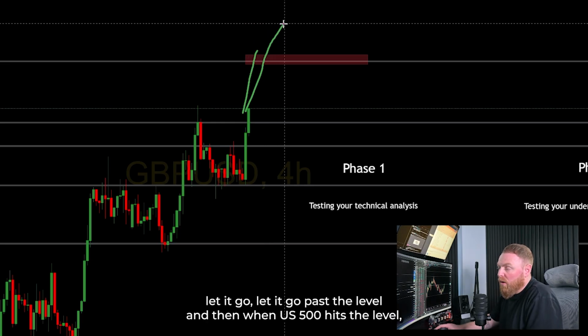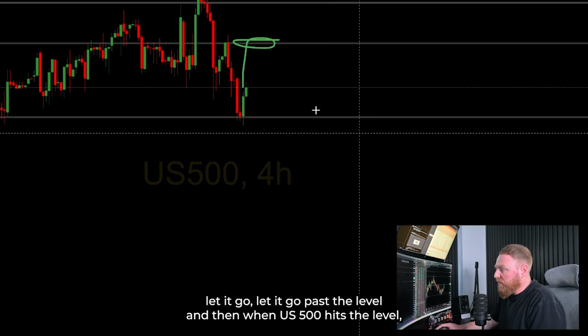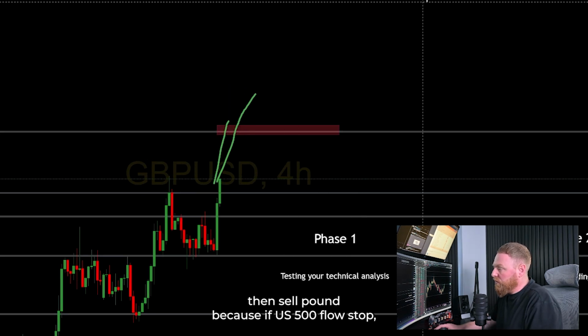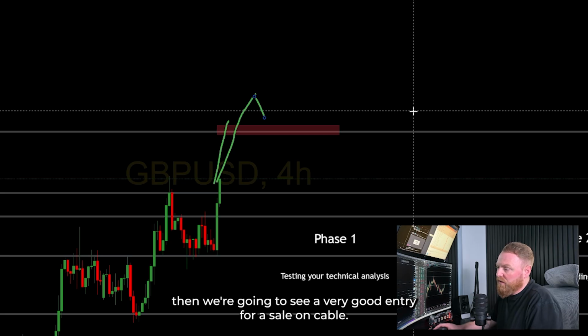Pound US dollar, let it go past the level. And then when US 500 hits the level, then sell pound. Because if US 500 flows stop, then we're going to see a very good entry for a sell on cable.